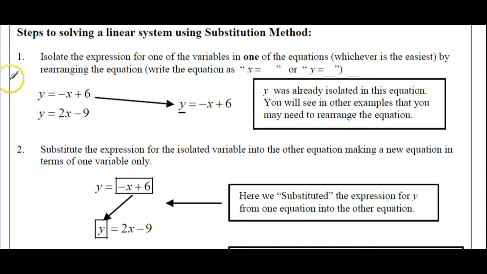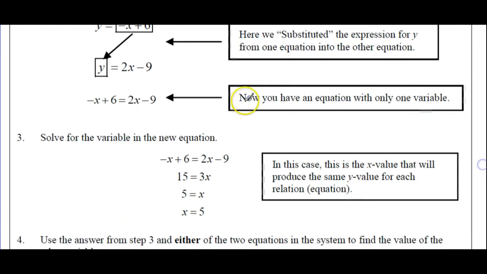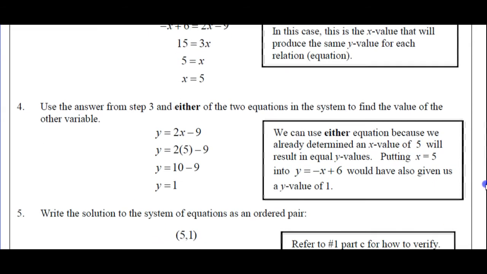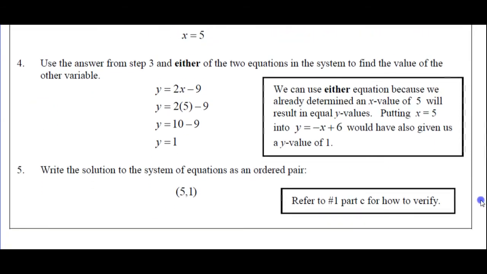So wherever we see y, we are allowed to write negative x plus 6. So we're going to substitute for y the expression negative x plus 6. We have this equation which we're now going to solve. And then we use the answer from step 3.